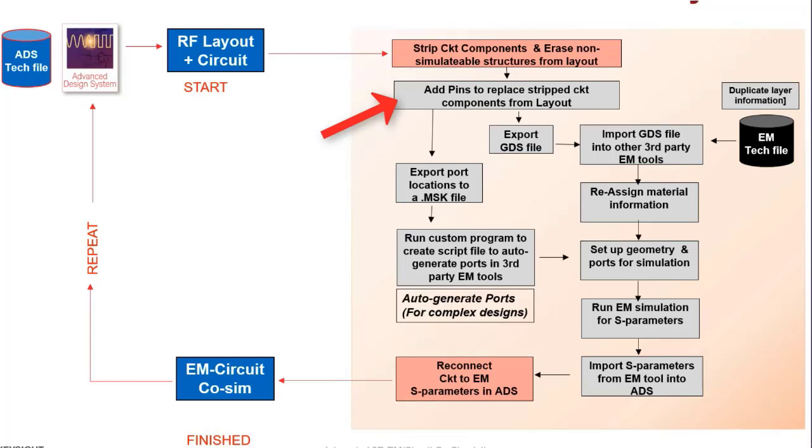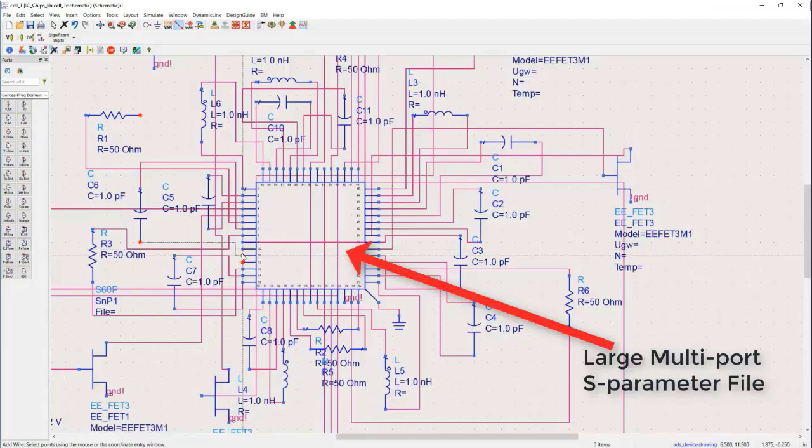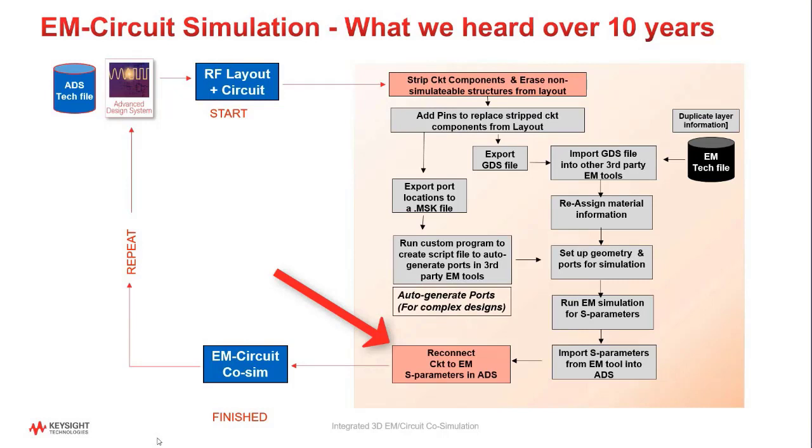Now, pins are placed at every disconnected node, and the layout is then exported as a GDS file. EM simulation is run, and a large multi-port S-parameter matrix is created to represent the EM solution without the active devices and the SMD components. This multi-port S-parameter file must then be reconnected back to the circuit with the SMD components and the active devices for the EM and circuit co-simulation in order to understand the EM-circuit interaction. This reconnection process is manual and tedious and error-prone, especially when hundreds of ports are involved.